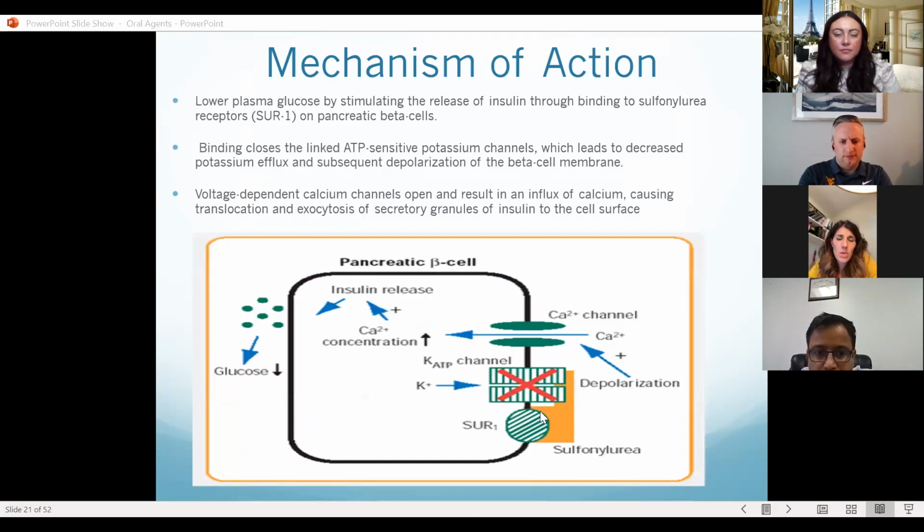The way they work, they lower your plasma glucose by stimulating the release of insulin through binding to what's called the SUR1 receptor, the sulfonylurea receptor on pancreatic beta cells. I'm not going to go through all the physiology. I put the pancreatic cell here in case you want to look at this in a little more depth. But basically, they stimulate the release of insulin. That's why, when we talk about these agents for type 2 diabetes, a lot of the time they rely on endogenous insulin production that's already made by your pancreatic beta cells. And that's how the sulfonylureas work. Next slide, please.